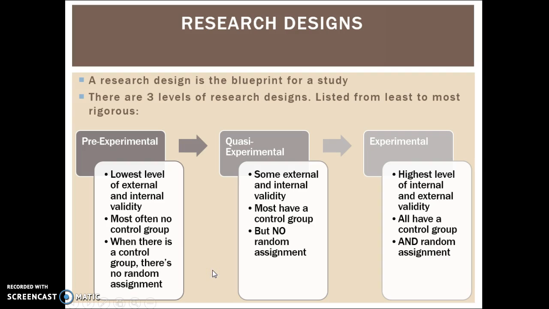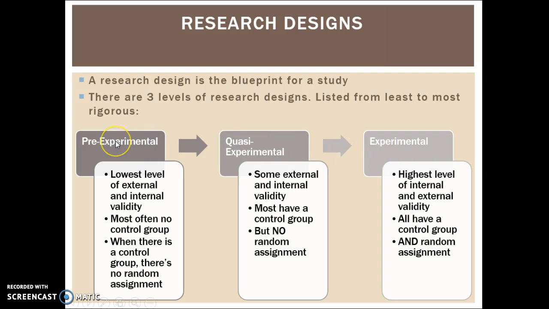We will start off by just looking at the different research designs. So when we think about research designs, they really are the blueprint for our study. Based on the purpose of our study, whether it's explanatory or about an evaluation study, we determine based on that purpose what type of research design we need to use to accomplish that purpose. There really are three main levels of research designs, and they are listed on this slide from least rigorous to most rigorous.